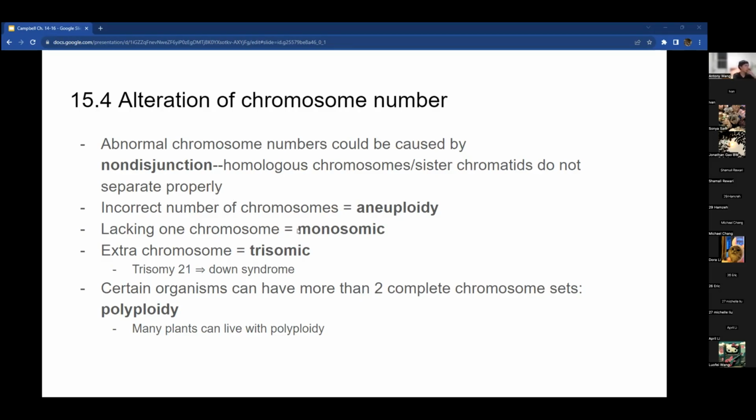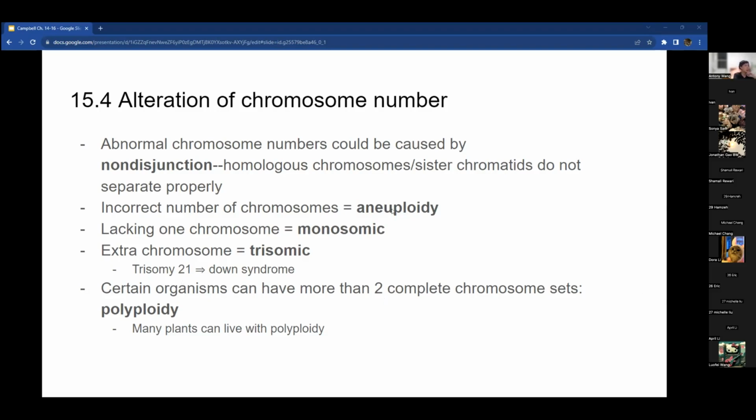If you're lacking one chromosome, you're monosomic. If you have an extra chromosome, you're trisomic. This is very problematic because, unlike X chromosomes, there's no innate mechanism to disable a gene. So you get double the protein product, and that really messes up the intricacy of biological systems.